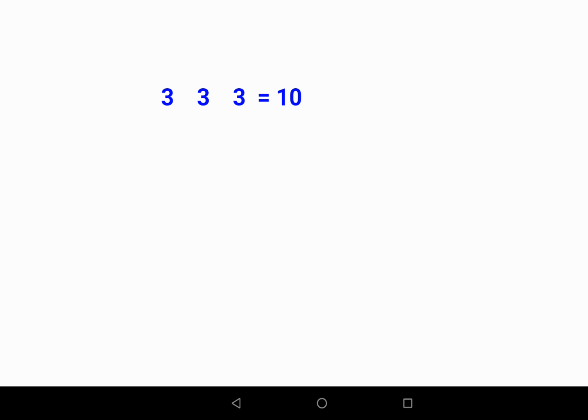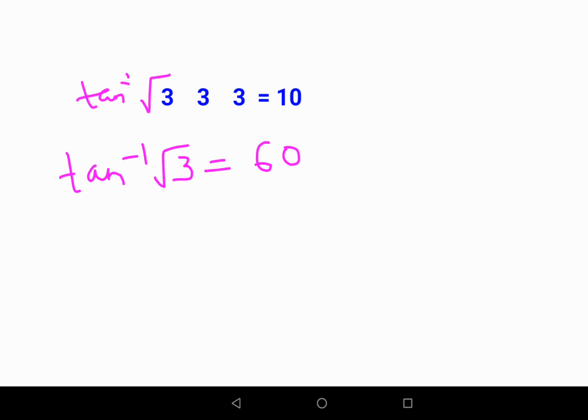Okay, so the first one is what? See, remember, tan inverse of root 3 is equal to what? 60. Okay, so then what you can do for this one is, you put a root 3, you take a tan inverse. Okay, and then you divide this by 3 plus 3. So basically if you divide this by 3 plus 3, that is 6. That gets you the answer as 10. Okay, this is one way of doing it.